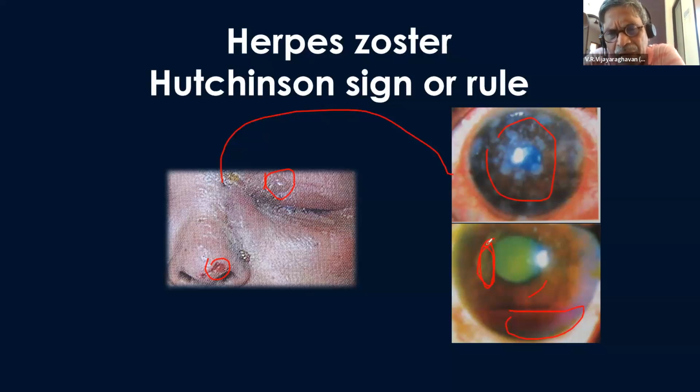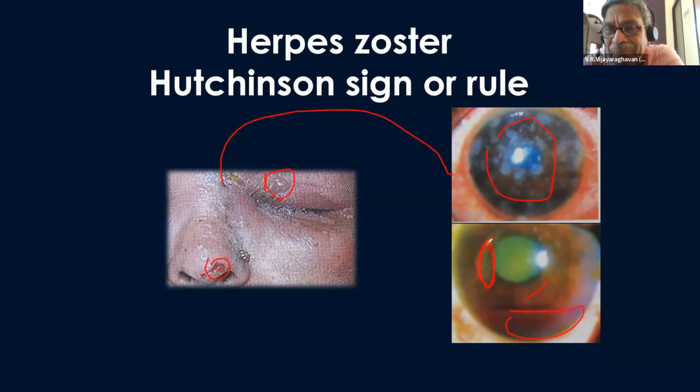But when you see a vesicle on the tip of the nose, I told you herpes zoster, think about what? The corneal involvement. Do you know why? The tip of the nose is supplied by the external nasal nerve, which is a continuation of the anterior ethmoidal nerve. The anterior ethmoidal nerve continues as the external nasal nerve and supplies the side of the nose and the tip of the nose. What is this anterior ethmoidal nerve? It's a branch of the nasociliary nerve, which is a branch of the ophthalmic nerve. Another branch of the ophthalmic, the same branch, is called the long ciliary nerve.